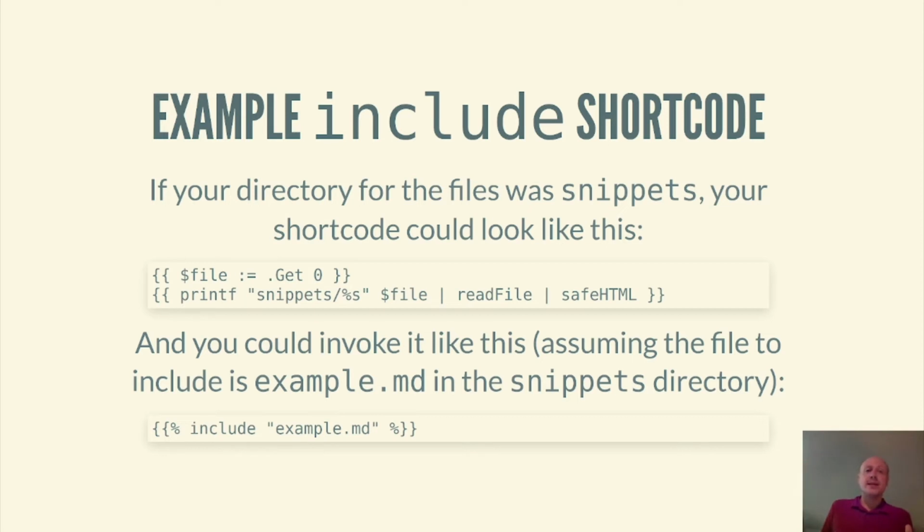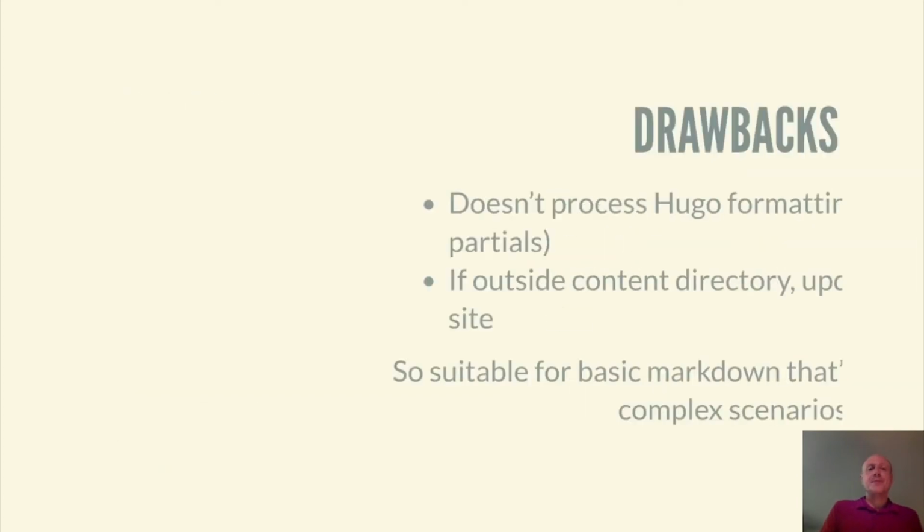And then you could invoke it. Say you have an example .md markdown file in your snippets directory, then in any other file throughout your content, you could use the include shortcode, which you would pass just the name of the file that you would like to include inside your other piece of content. So this is a way that you could create simple instructions and things like that and include them in other things. This will include any kind of markdown formatting or anything like that.